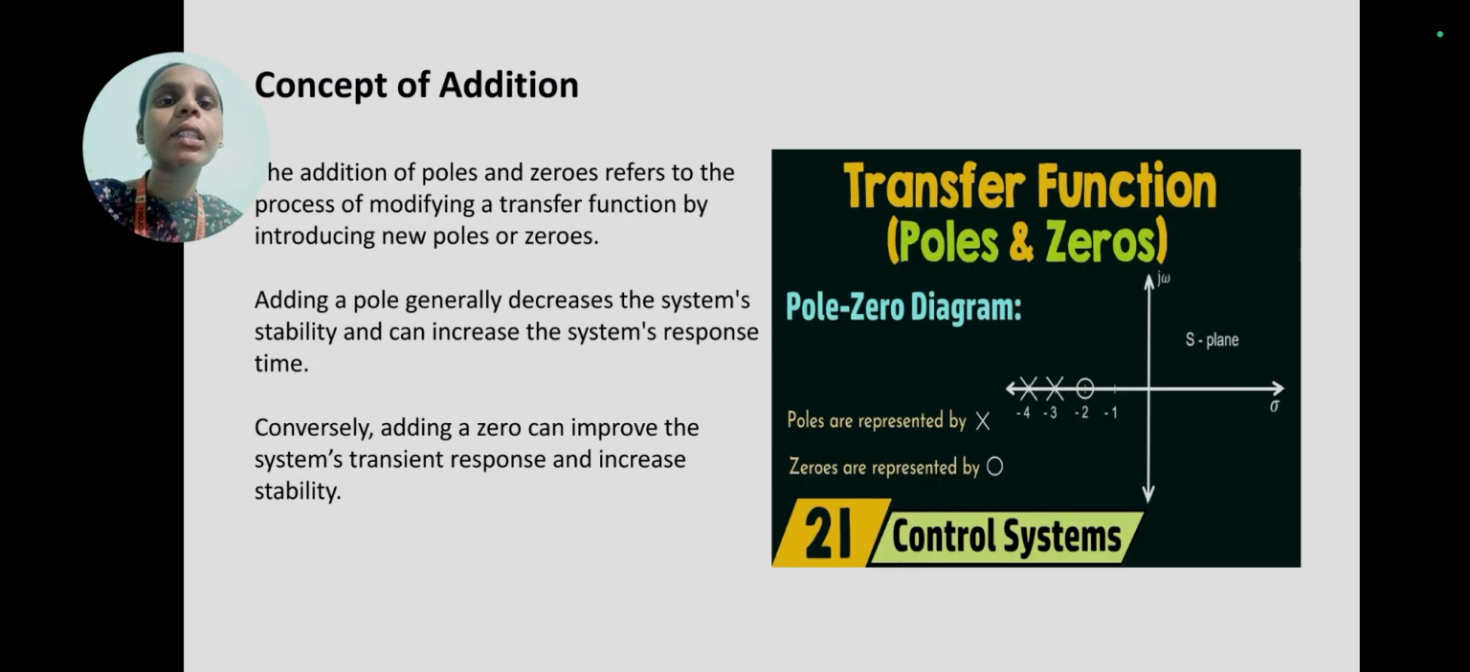Concept of addition. The addition of poles and zeros refers to the process of modifying a transfer function by introducing new poles and zeros.